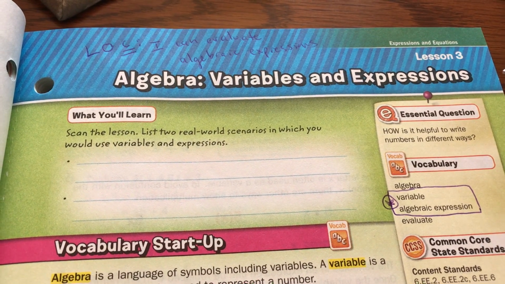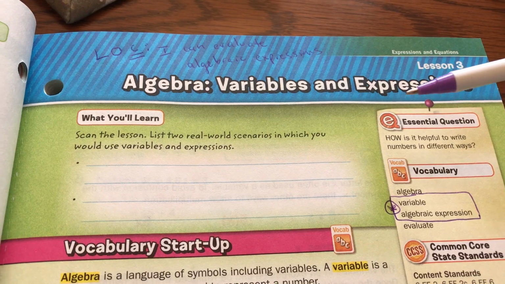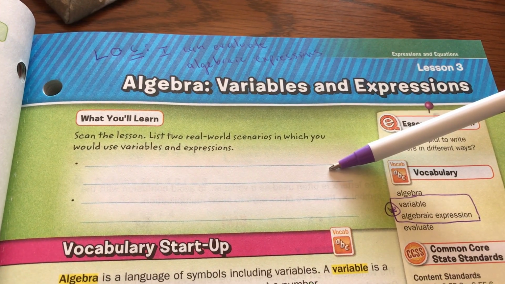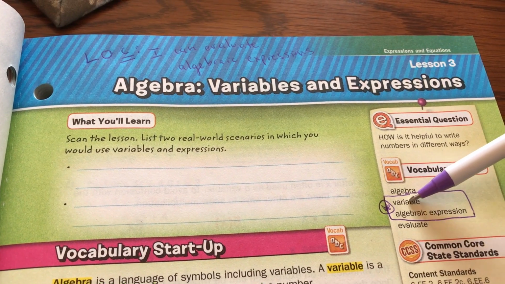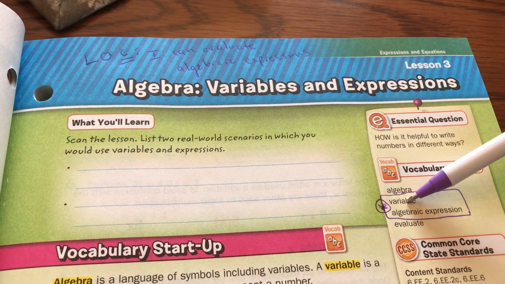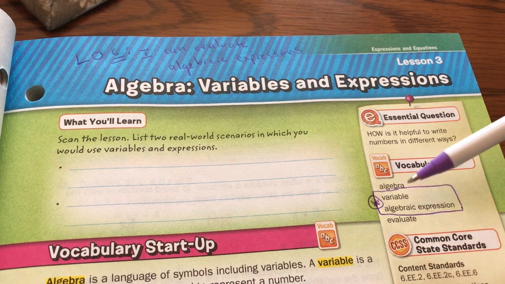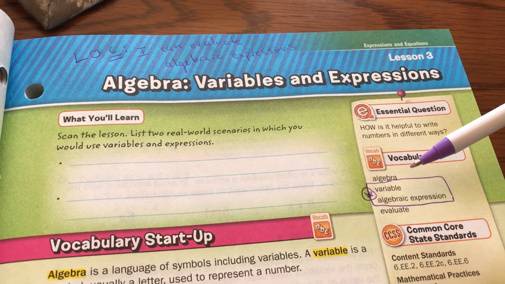And we're going to do the same thing we did in Lesson 2, except Lesson 2 was all numbers and following the order of operations, but now we're going to have these variables, so these letters that represent numbers, in our expressions. We still have to follow the order of operations.